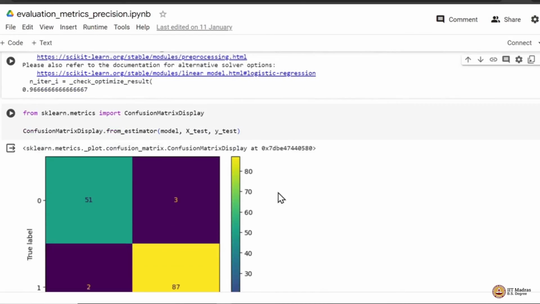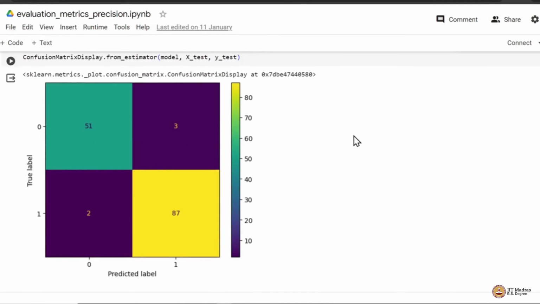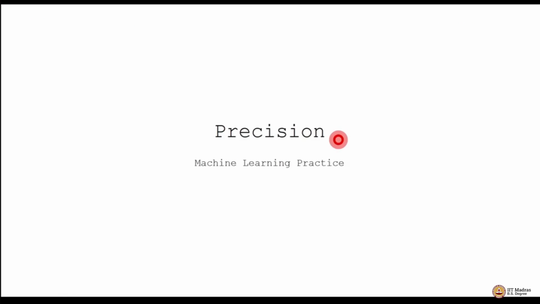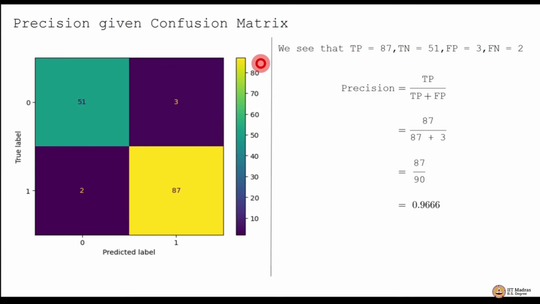If we plot the confusion matrix for this, this is what we get. Let us also try to calculate this manually. Here, as you can see, the true positives are 87, true negatives are 51, false positives are 3, and false negatives are 2. We have written the same thing here, and on substituting it in the formula, we get the value 0.967, which is the same as what we have seen in the Colab. Thank you.